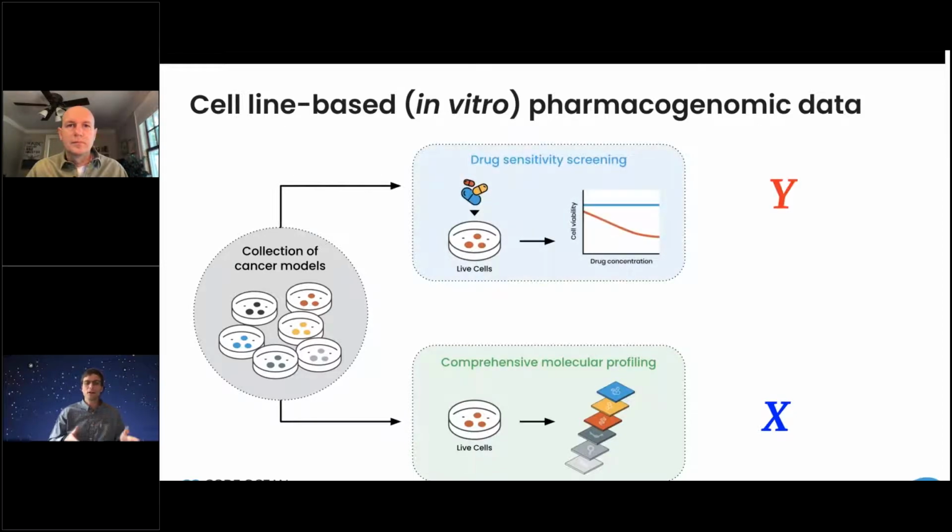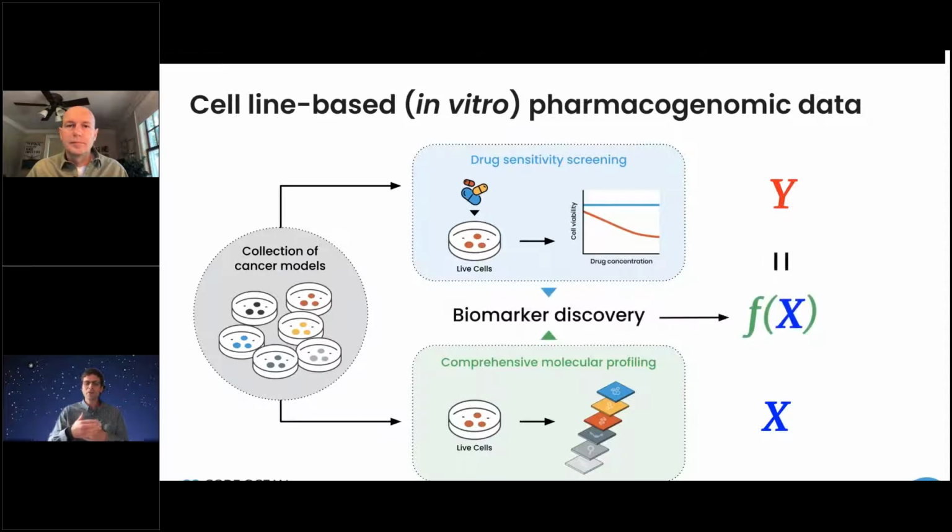Then we profile those cell lines with drugs and basically see whether the viability of those cell lines is impacted as you increase the drug concentration. If you have a cell line that's very resistant to a drug, you have this flat horizontal line at 100%. And if the cell lines are responding to the therapy, you can see that the viability is decreasing as you increase drug concentration. That's our phenotype, that's the Y.